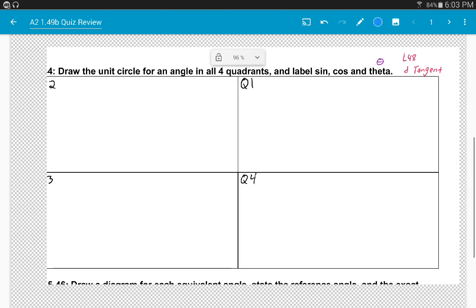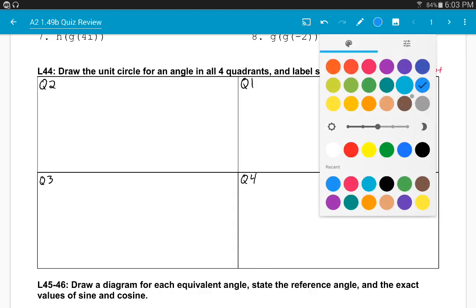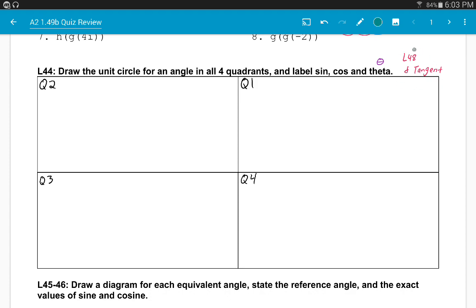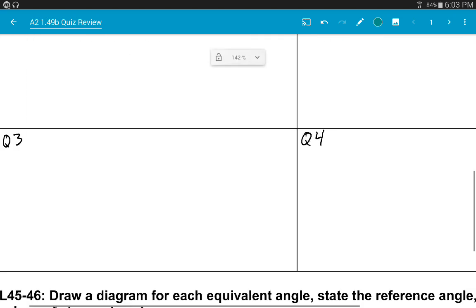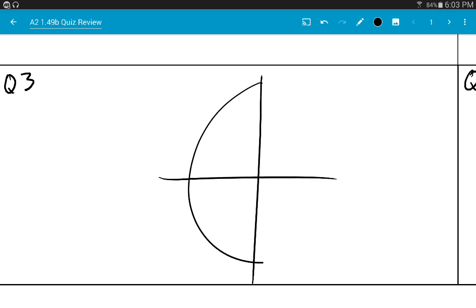Draw a unit circle for an angle in all 4 quadrants and label sine, cos, and theta. And then I also wanted you to label tangent, so we can wrap that up with whatever we learned in lesson 47 to 48. So let's do quadrant 3 together. If I have an angle in quadrant 3, here's what the unit circle looks like. Unit circle. Here's quadrant 1, 2, and 3 is down here.